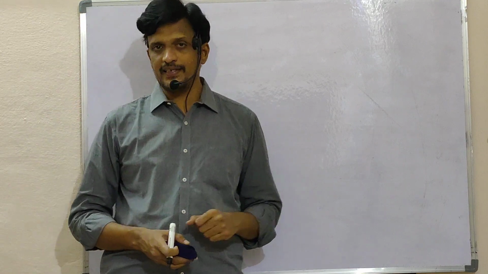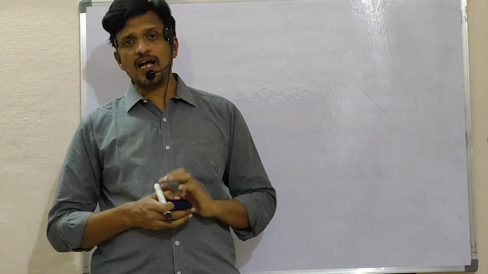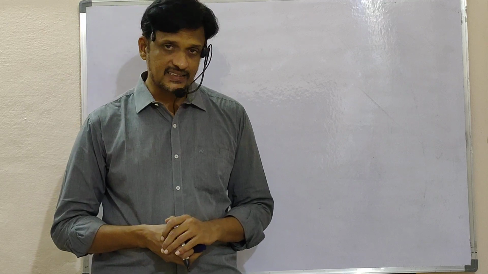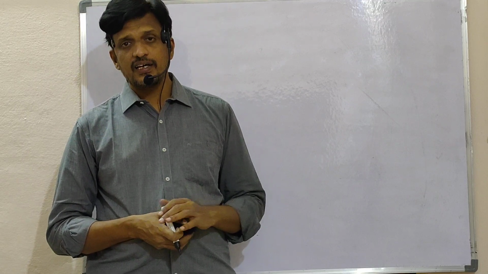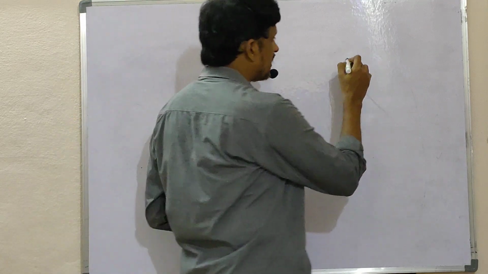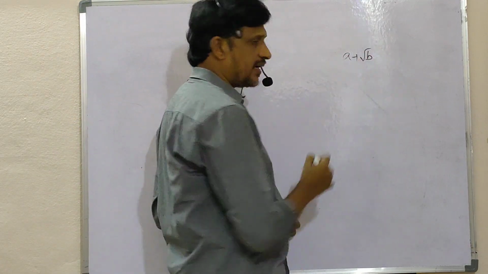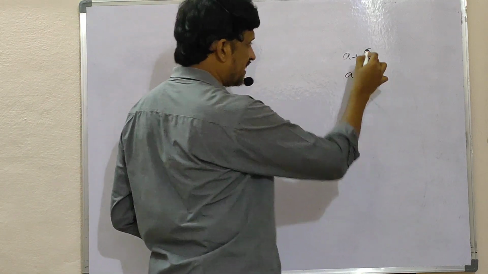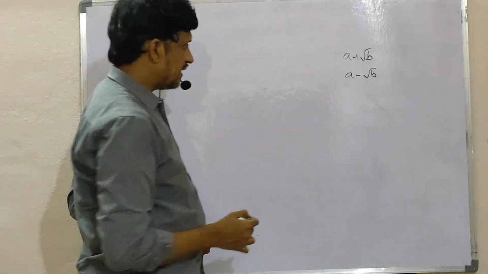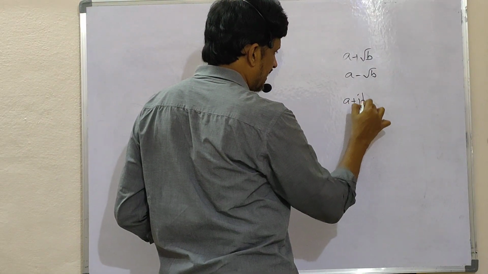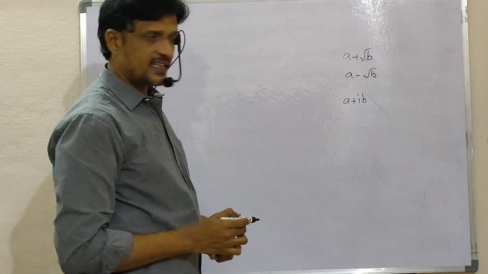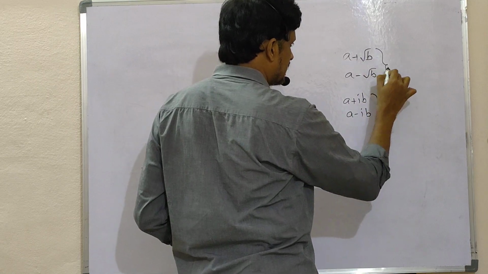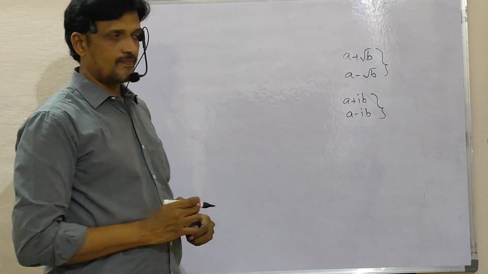So remember one important thing here. If the given quadratic equation has either surd roots or imaginary roots, they occur in pairs. That means if a plus root b is a root of the quadratic equation, then the other root will be a minus root b. It's a conjugate surd. In the same way, if a plus ib is a root of the given quadratic equation, then the other root will be a minus ib. Imaginary roots and surd roots occur in pairs.